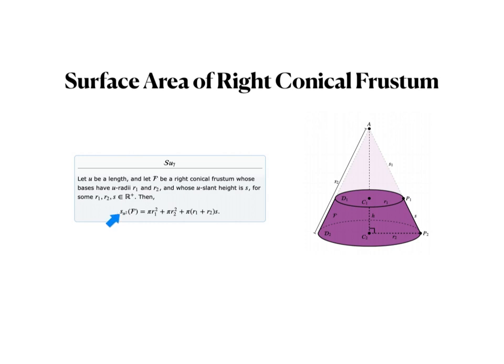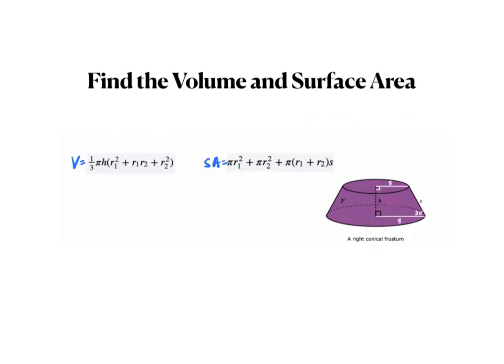And while this formula is very nice, and I absolutely would use it, I want you to realize that you could find the surface area of this right conical frustum by finding the lateral surface area of this large cone here, subtracting the lateral surface area of the small cone, and then adding in the area of each of those bases. That would work as well.